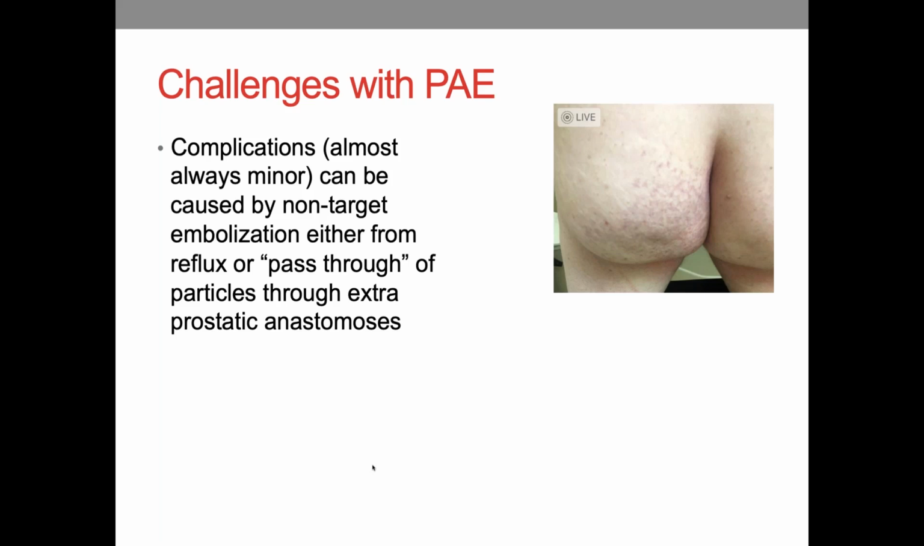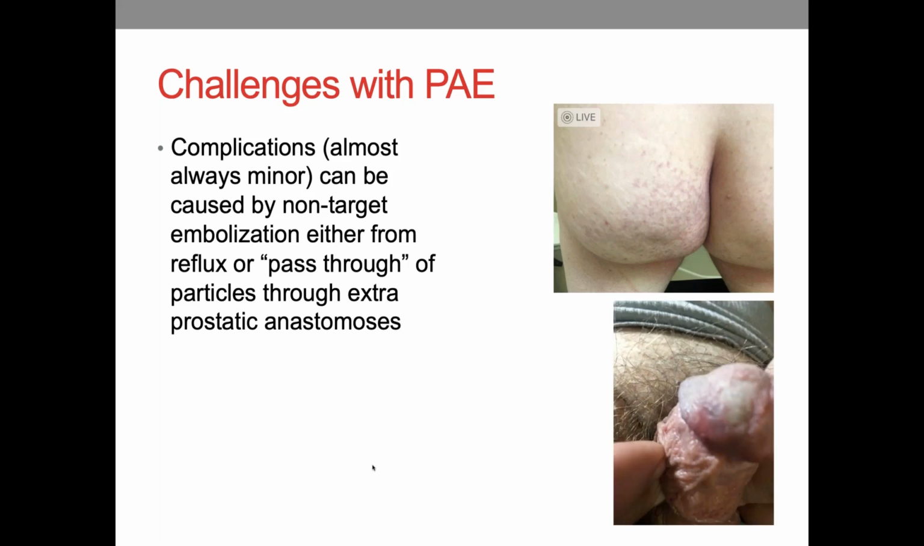Well, it can either happen from reflux, from our particles refluxing proximal to where we're embolizing, or probably more commonly, it happens from pass-through of particles through arterial anastomoses that occur either within the prostate or right on the prostate capsule. It can result in such complications as penile ulcer. And like they say in any PAE talk, it's not a good PAE talk unless you have a penis pic by the 5th slide. So there you go, we fulfilled that.